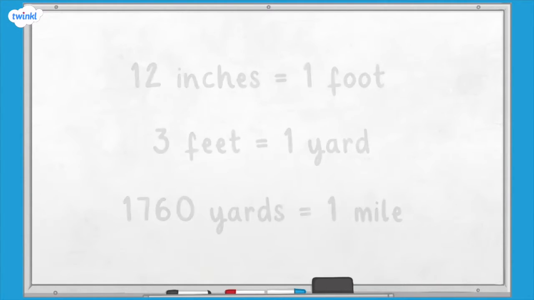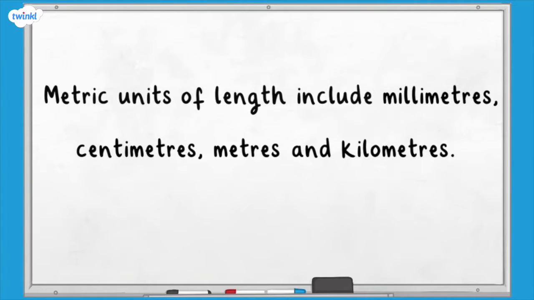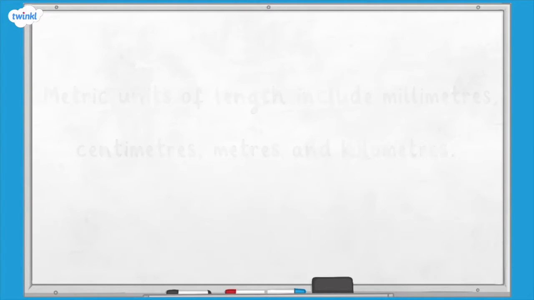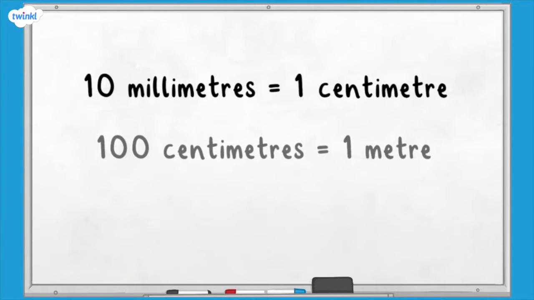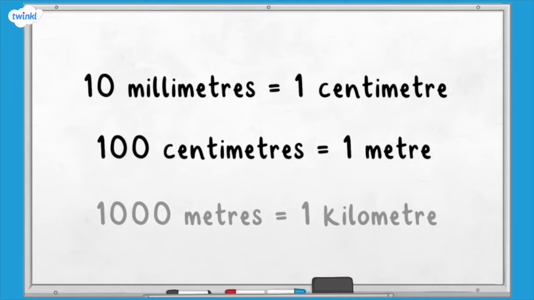You may have also heard of millimetres, centimetres, metres and kilometres. These are metric units of measurement and again are used to measure length. There are 10 millimetres in 1 centimetre. There are 100 centimetres in 1 metre. There are 1,000 metres in 1 kilometre. Both imperial and metric units of length are commonly used, and you'll need to be able to convert between them.